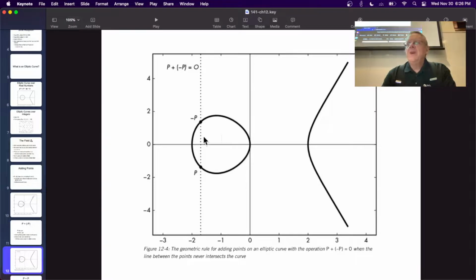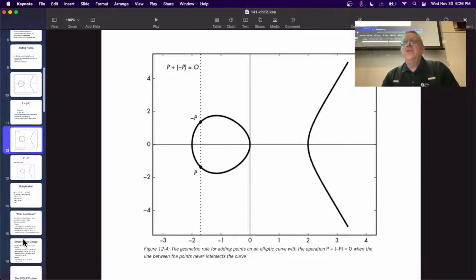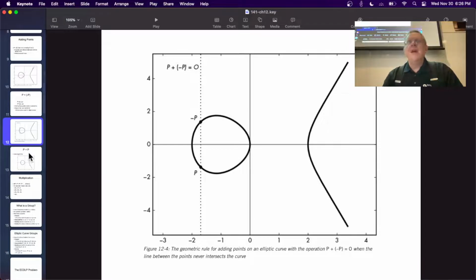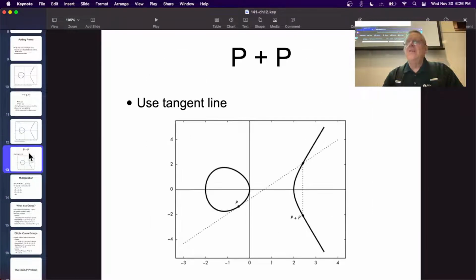So here's P plus minus P. You get a vertical line. It never crosses the curve anywhere, so you consider it as crossing at the point at infinity, and that's what 0 is. We write 0 as the point at infinite distance, up or down. A concept you might get used to if you do imaginary numbers in mathematics. They have the same concept of the point at infinity.